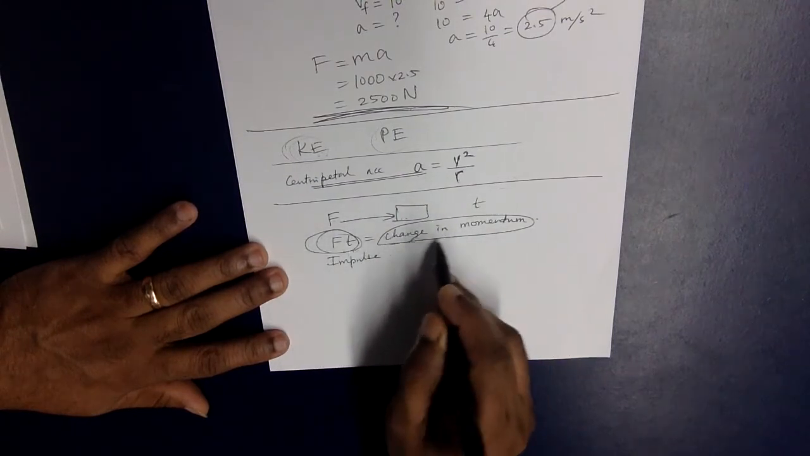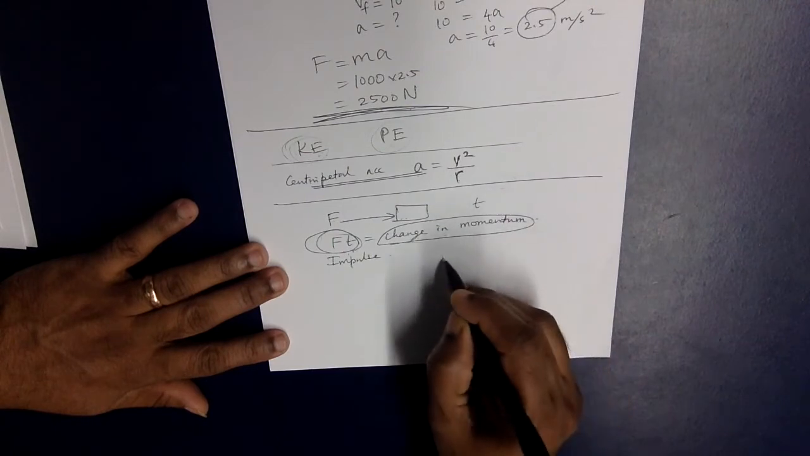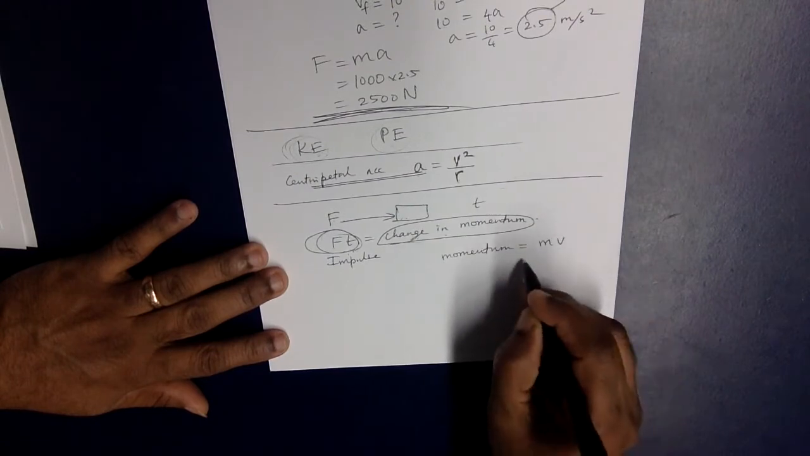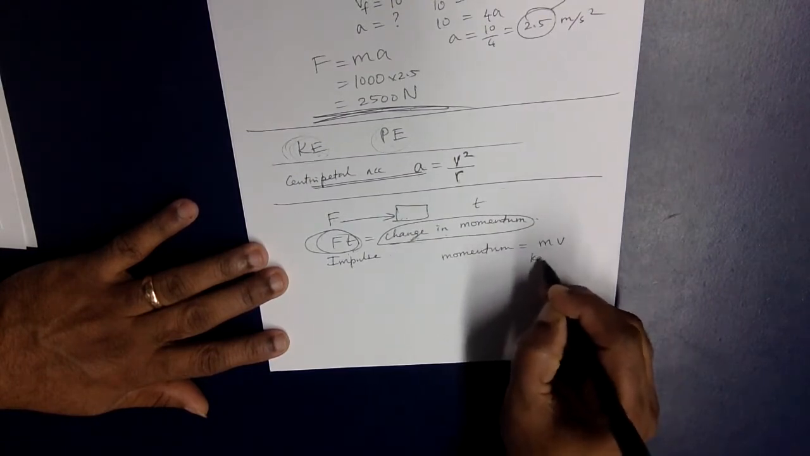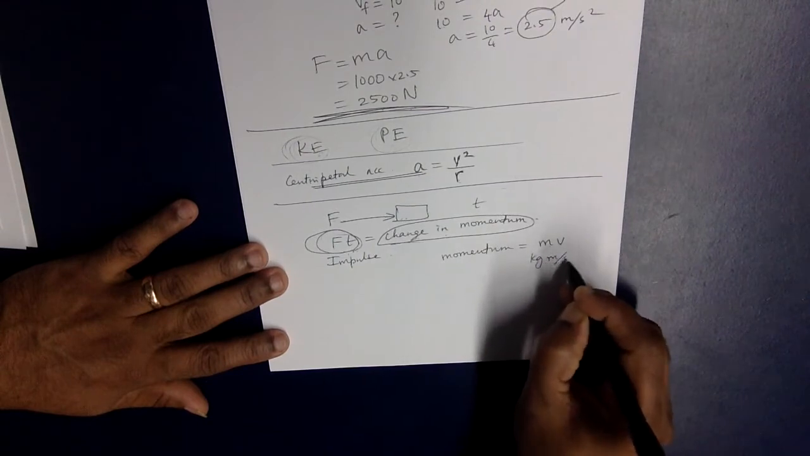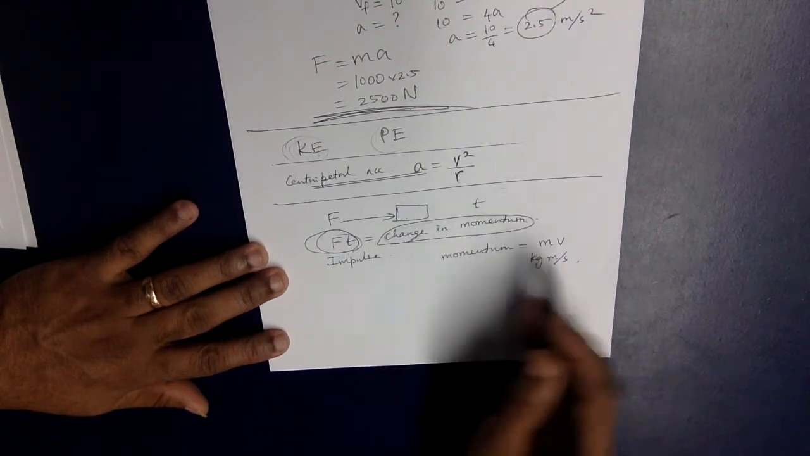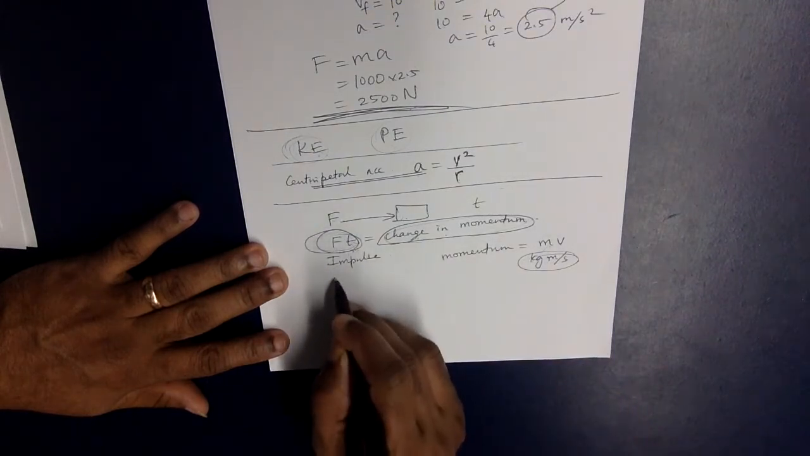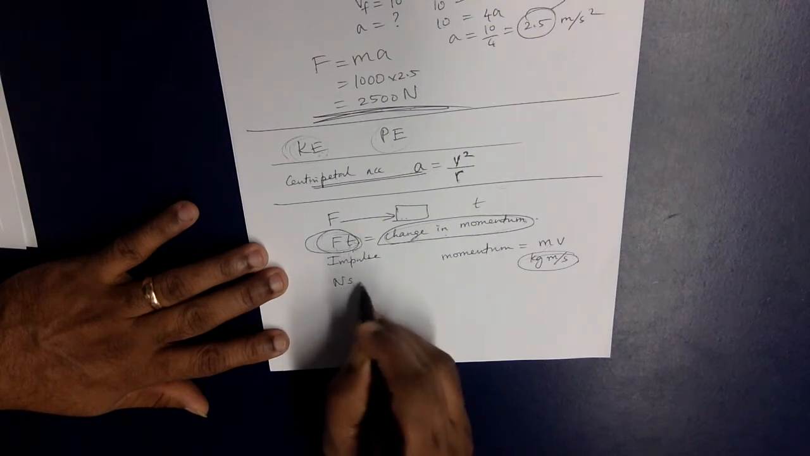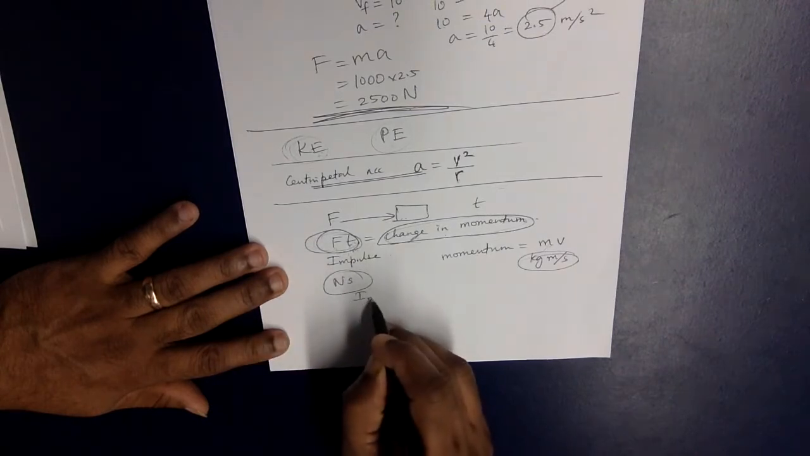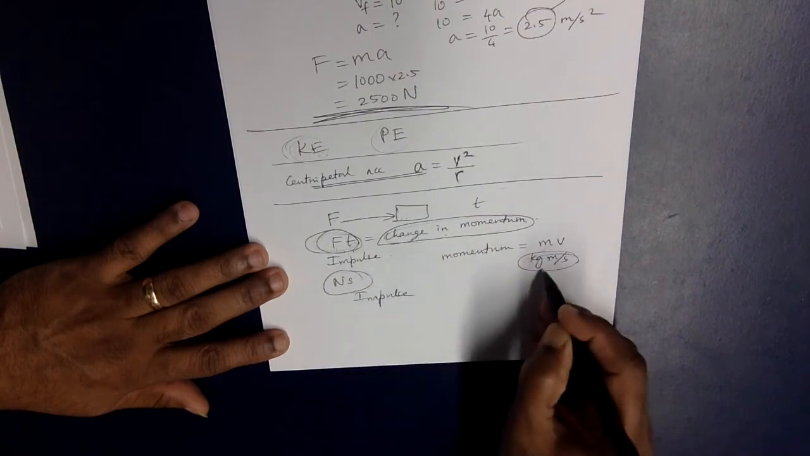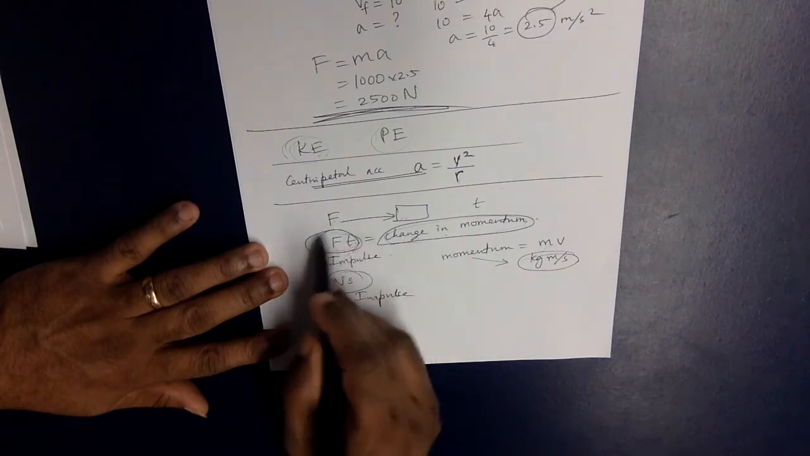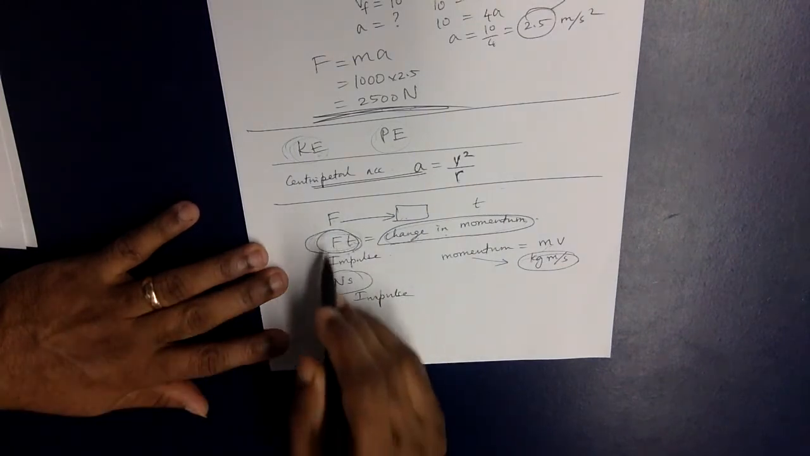So if you're asked impulse or change in momentum, it is basically the same thing. So understand, change in momentum. Momentum is given by mass times velocity. And the unit of momentum is kilogram for mass, velocity is meters per second. So if you're asked change in momentum, then the unit is going to be that. But if you're asked impulse, the unit is going to be, for force it's Newton, for time it's seconds, so it'll be Newton second. So this is impulse and that is momentum.